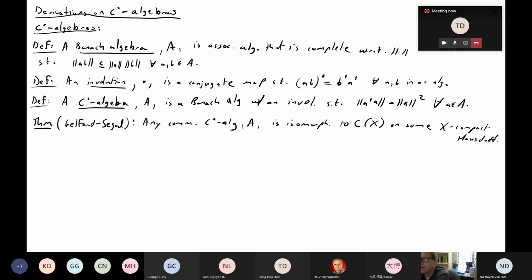You can actually figure out what X is. You can do something called the Gelfand transform, and you can figure out that this X has to be something called the max ideal space that's associated to the algebra. So they completely classified all commutative C-star algebras. That's a good classification.